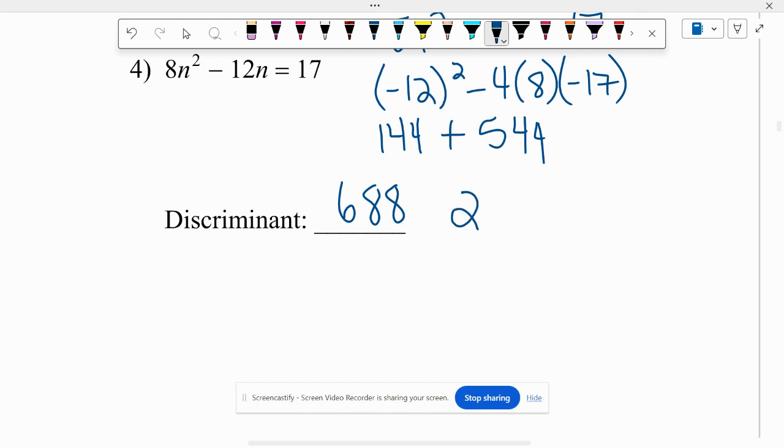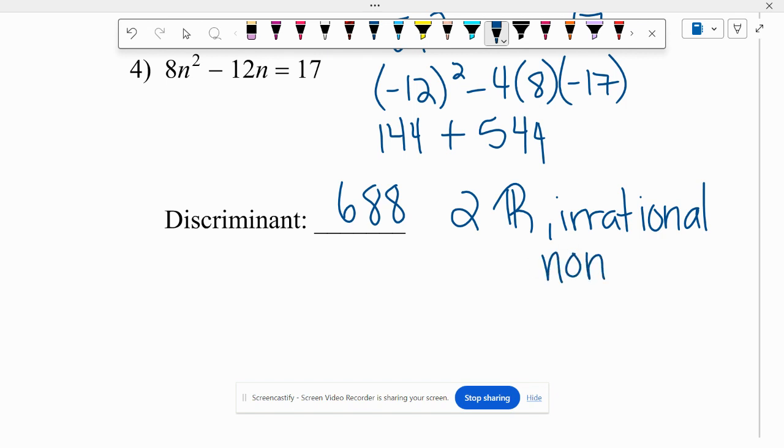This is going to be 2 real, irrational, because they have a square root that we can't simplify, irrational, non-equal. Oh, I don't know why I put the equal sign. You know what I mean? Non-equal. I should have left that.